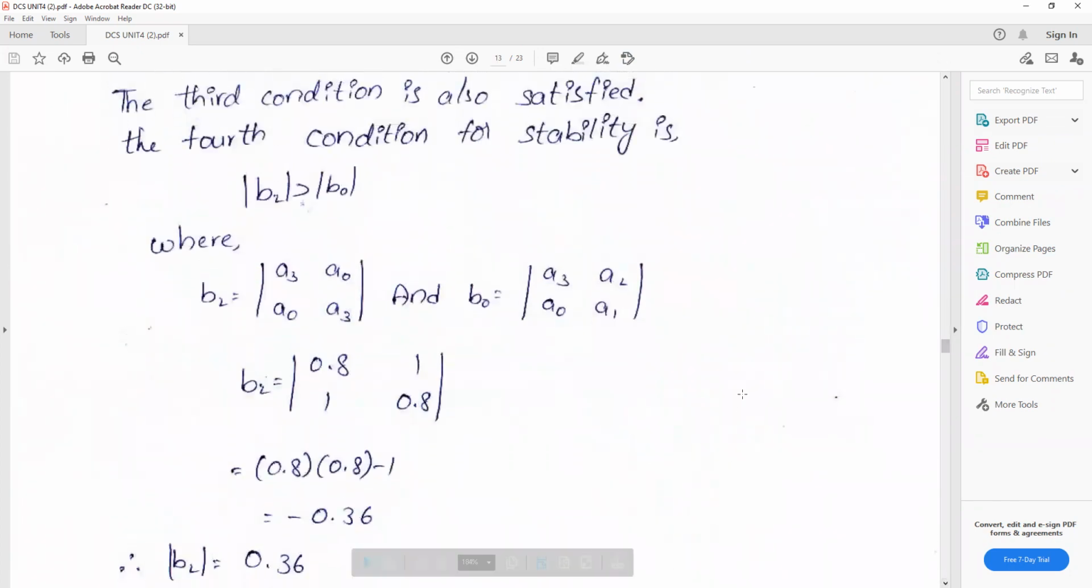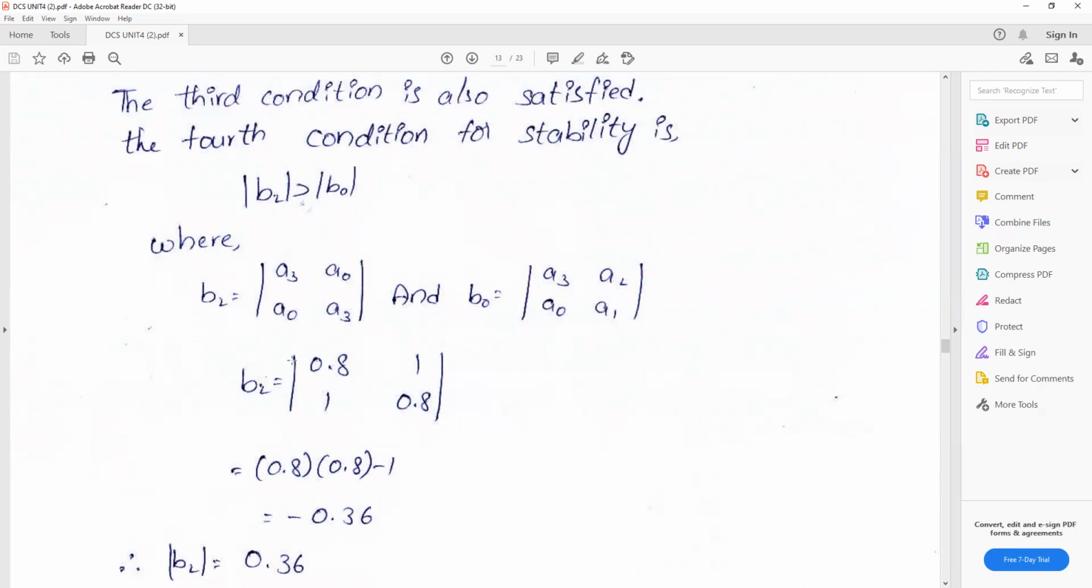So the B2 uses the highest coefficient in the characteristic equation, A3, and the lowest coefficient, A naught. A3, A naught; lowest, highest. A3, A naught, A naught, A3. What remains are A2 and A1. So B naught uses the highest coefficient A3, the lowest A naught, then A2 and A1. This is the construction of B2 and B naught.